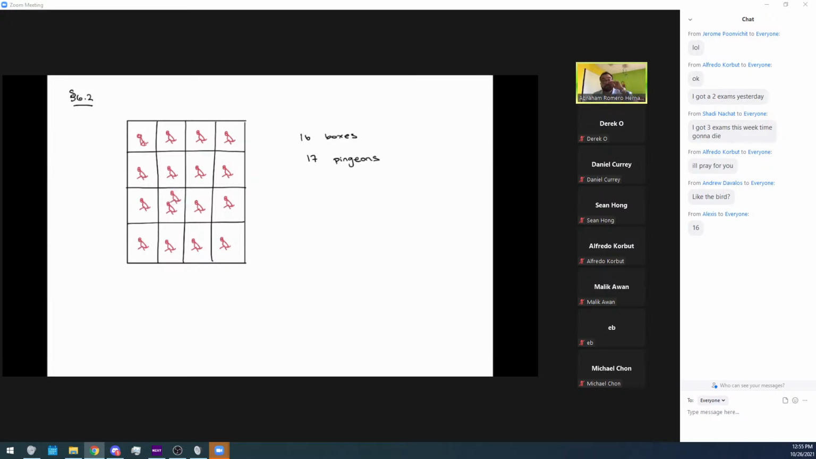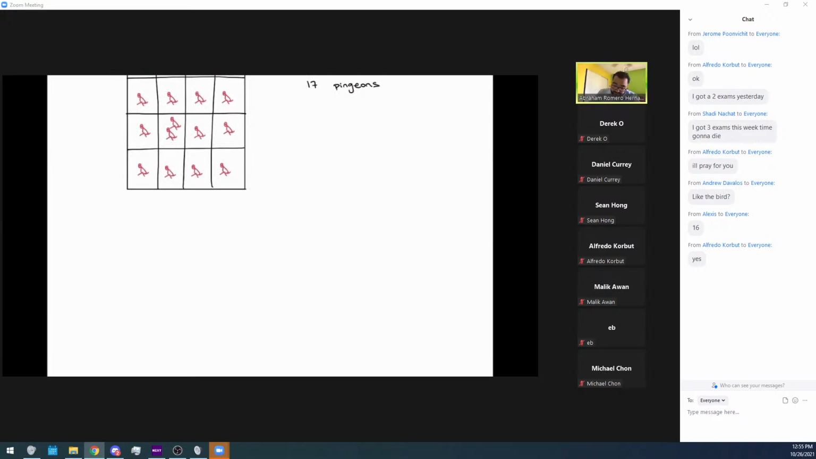Right there. Does everyone agree with this? Does that make sense? If I have 17 pigeons and 16 boxes, there's going to be at least one box that will contain two pigeons. In this scenario, this is the box here. This is known as the pigeonhole principle. That's what this section is about, the pigeonhole principle.